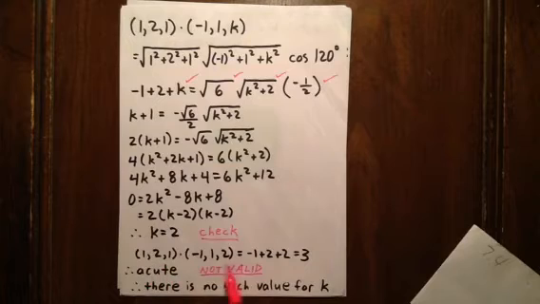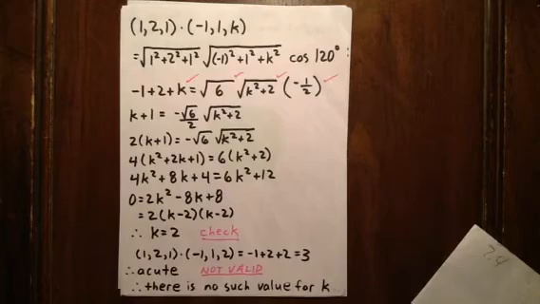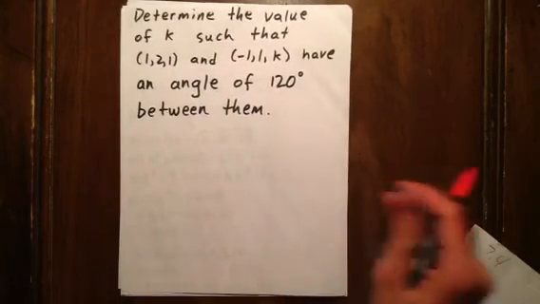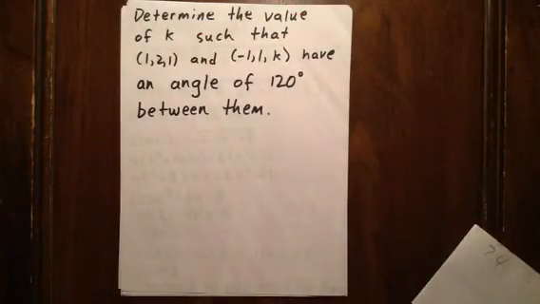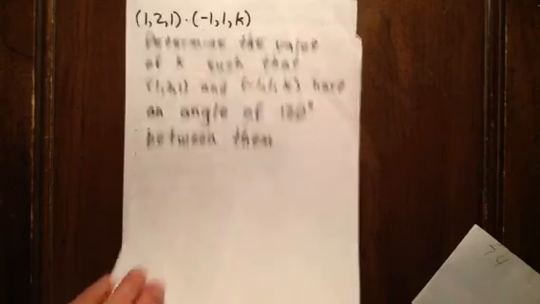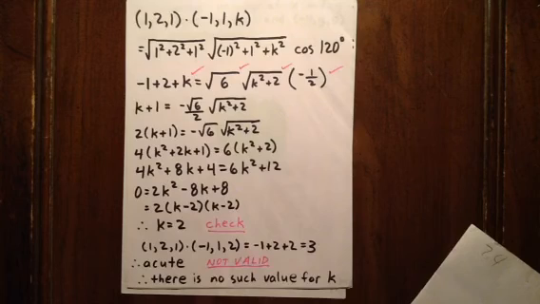So since a k value of 2 gives a positive dot product, it therefore means that a k value of 2 provides an acute angle between the two vectors given, which means it's not an angle of 120, which means no such value for k exists. Because the question said, determine the value of k such that the angle is 120. And the only possible answer we got was k equals 2, which is not valid. So there is no such value for k.